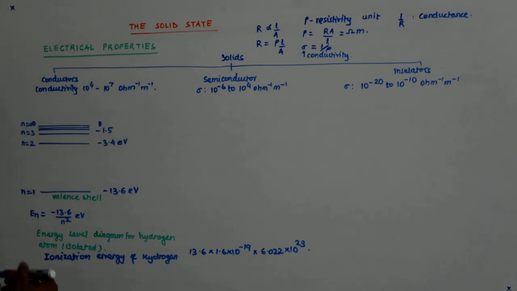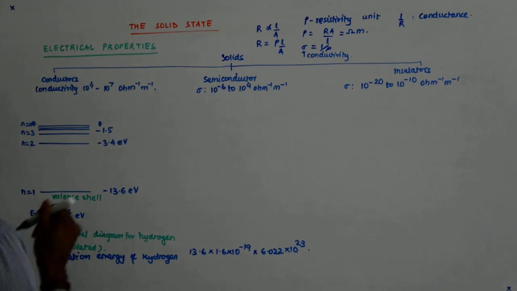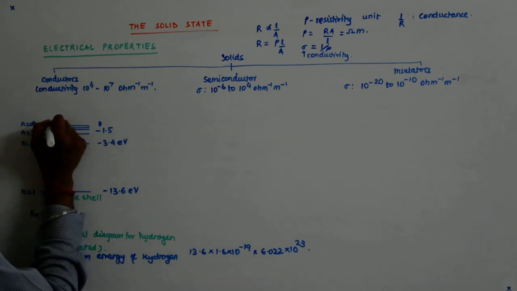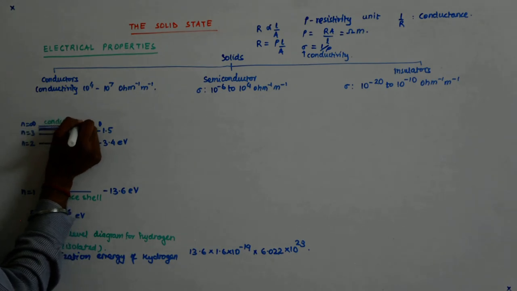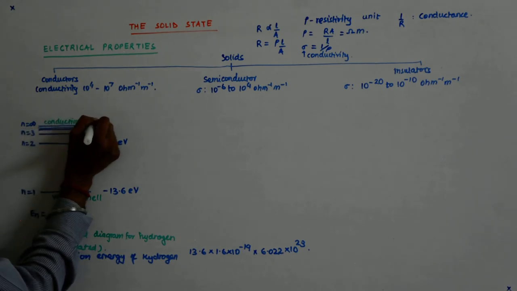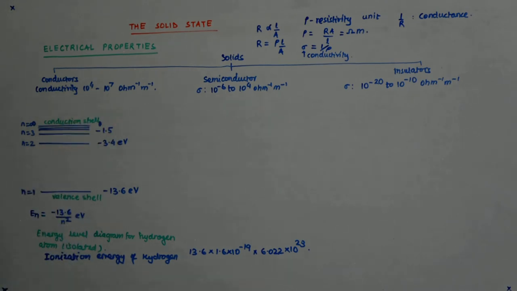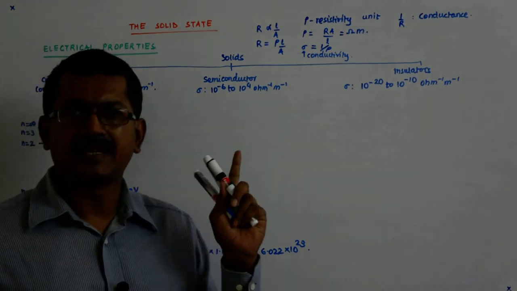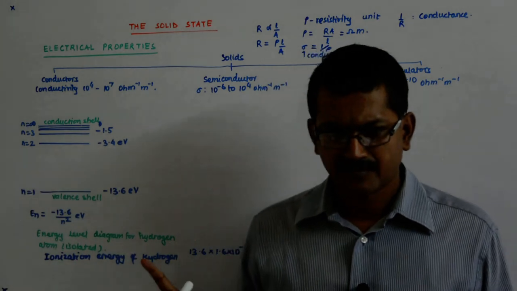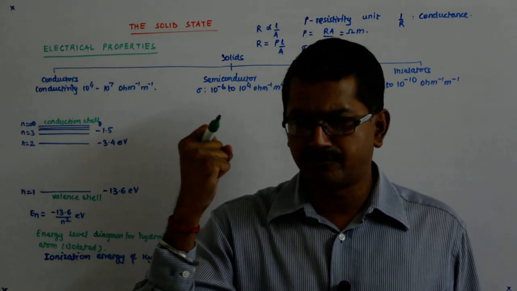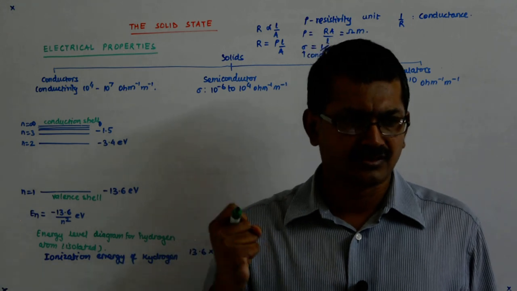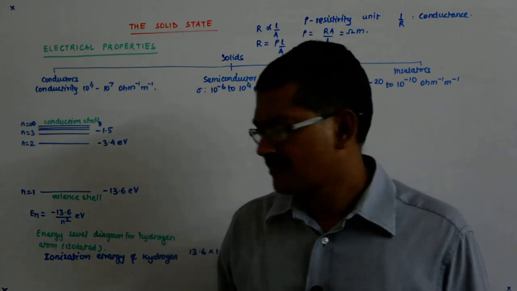Now this becomes the conduction shell. Why do I call it the conduction shell? Because if the electron is there, then it is free to move about. Because hydrogen is no longer holding it with its own electrostatic force due to the nucleus. So that force goes away.